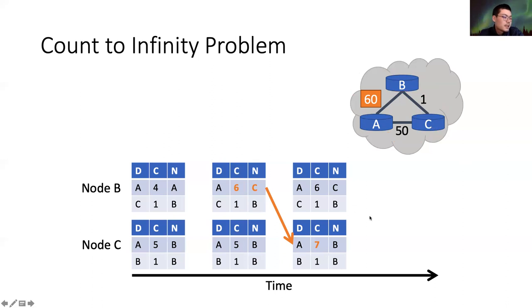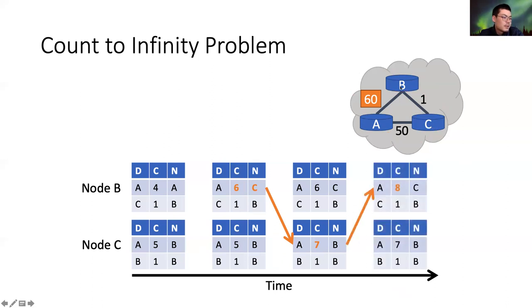Now, because of this update, it will be sending the distance vector to the adjacent node B, and B will receive this copy. Then B will see, hey, from B going to A, originally my distance is 6 going through C. Now C tells me that C's distance to A has gone up to 7. But I route through C, so I still have 1. So this is updated to A.